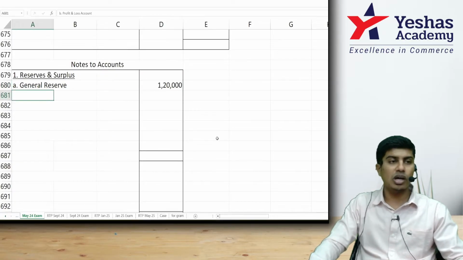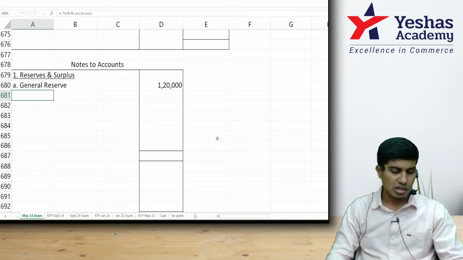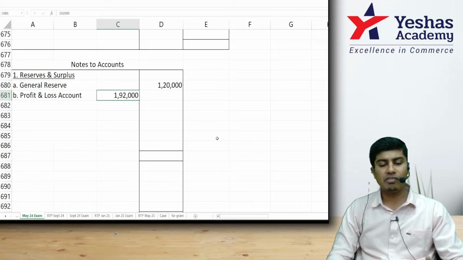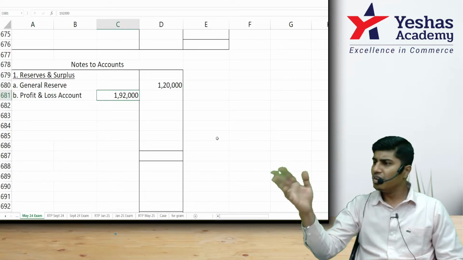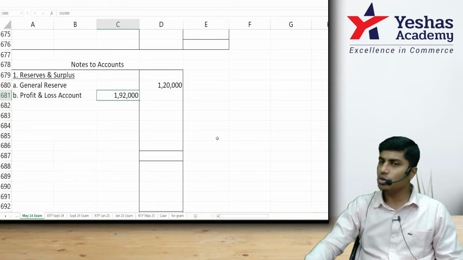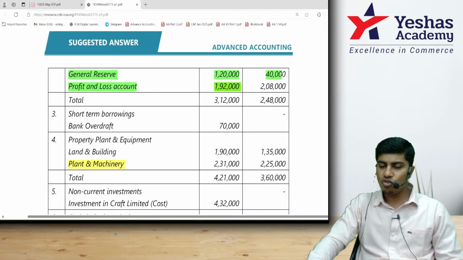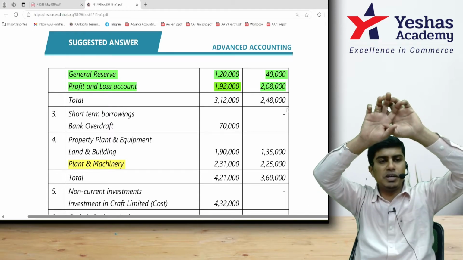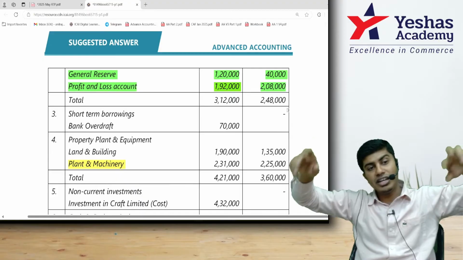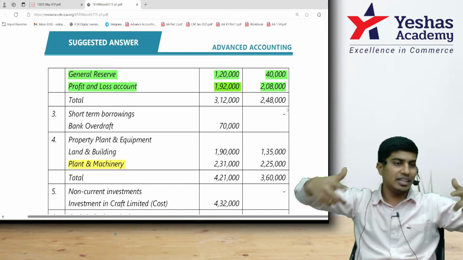So in my consolidated balance sheet, notes to accounts, under reserves and surplus, I'll write P&L 1,92,000 in the inner column. We're done with the holding company's part. Now let's have a look at the subsidiary's part. Subsidiaries 40,000 and 2,08,000 have to be analyzed. First, it should be split as pre and post. Then it should be split between holding and minority, and then there is adjustment.